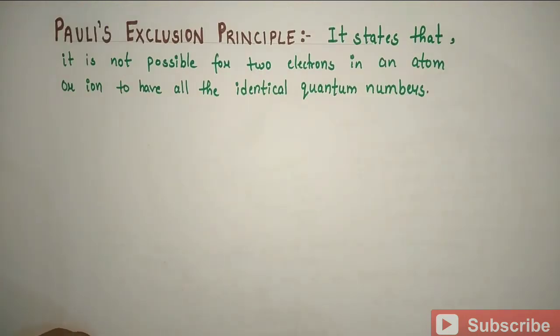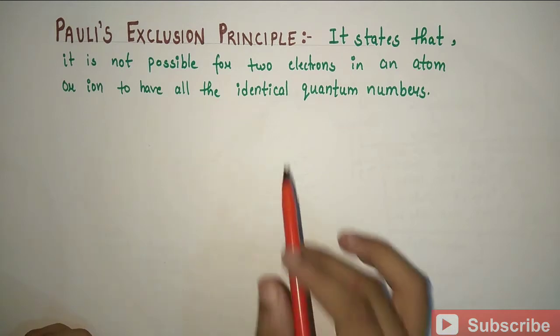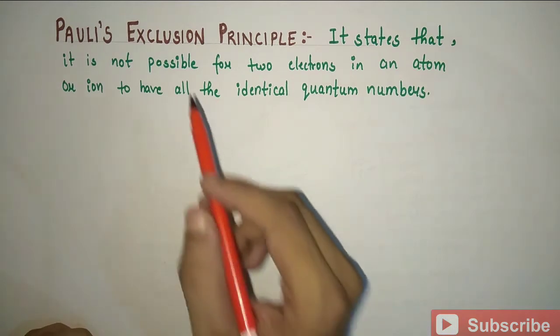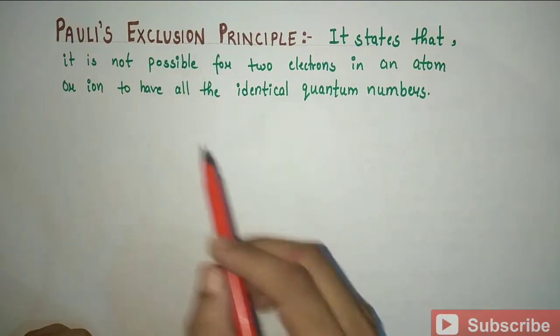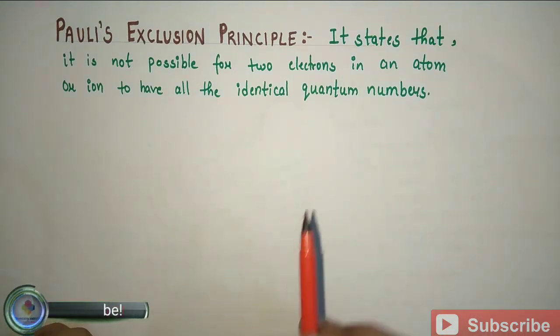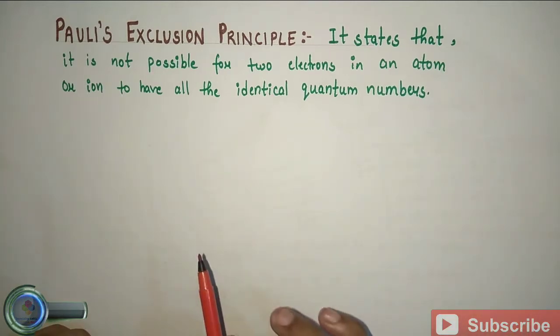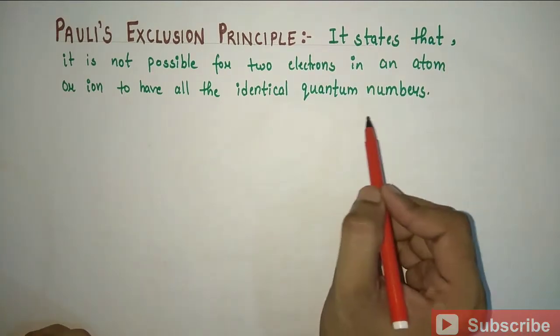Now, after setting the rules for the possible values of quantum numbers, we can calculate the maximum number of electrons that can be added in each shell and subshell in an atom. For this, there is a guiding principle which is known as Pauli's exclusion principle. It states that it is not possible for two electrons in an atom or ion to have all identical quantum numbers.